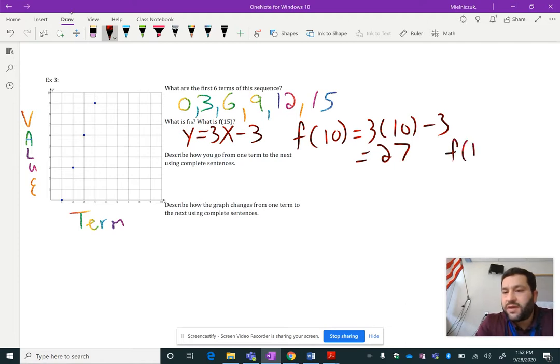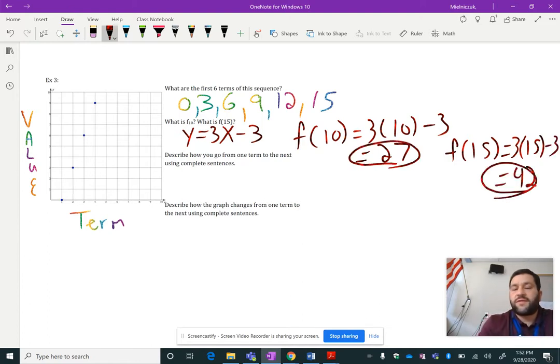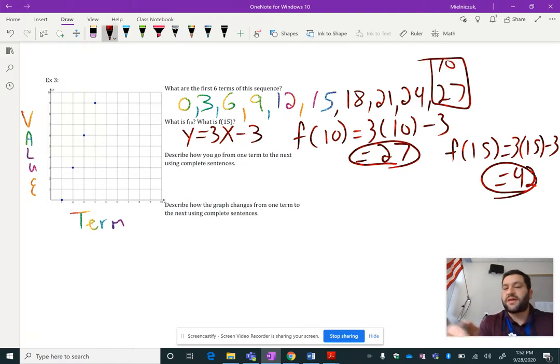What would f of 15 be? Well, that would be 3 times 15, take away 3, which is 42. So I think our answers would be 27 and 42. But let's at least go out to 10. So we have 1, 2, 3, we have 6 of them so far. So 7th, 8th, 9th, and here we go. On the 10th one, we would see that we get 27.